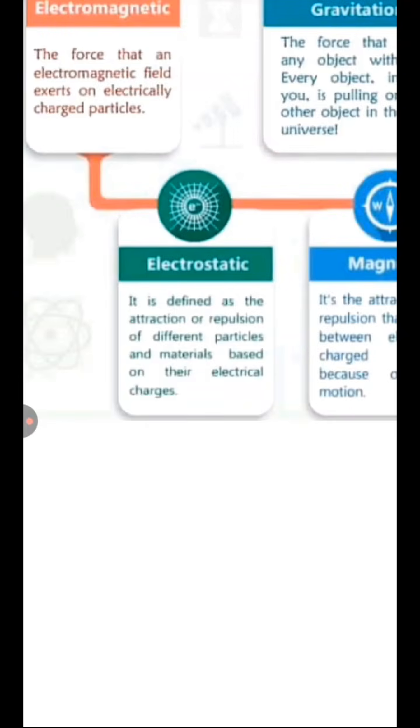Electro means the study about electricity. Static means not in motion. That means the study of electricity at rest, stationary charges, is known as electrostatics. So electrostatic force is the force defined as the attraction or repulsion of different particles and materials based on their electrical charges.